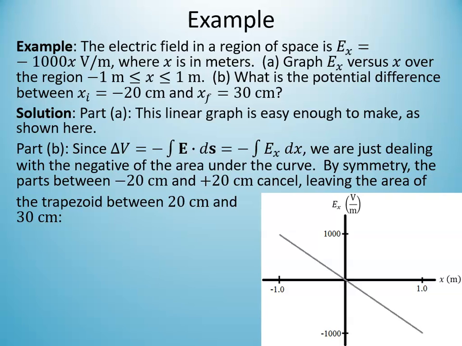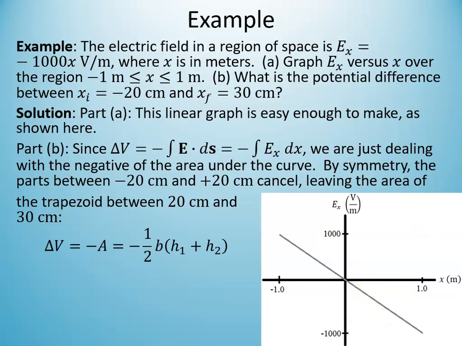I noted that the areas under this graph, and thus the potential differences between negative 20 centimeters and 0, and between 0 and positive 20 centimeters, are going to cancel because of symmetry. So the only thing that's going to be left is the area of a trapezoid between 20 centimeters and 30 centimeters. Basically the area of a trapezoid kind of like this, like this upside down trapezoid.